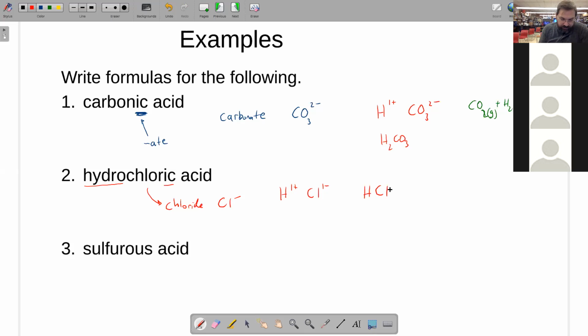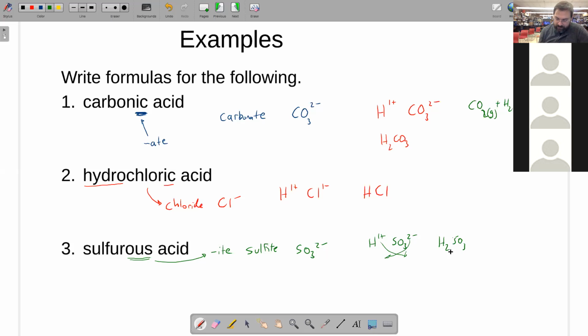Okay, sulfurous acid. The clue here is that it ends with "us." And if it ends with "us," it must have come from "ite." So "us" came from "ite." And what you'll find is there's a sulfite anion on the anion chart. And sulfite is SO3 2 minus. So if you're going to make a compound with hydrogen and the sulfite anion, it's H plus and SO3 2 minus. And you can do the crossover method or the balanced charge method.